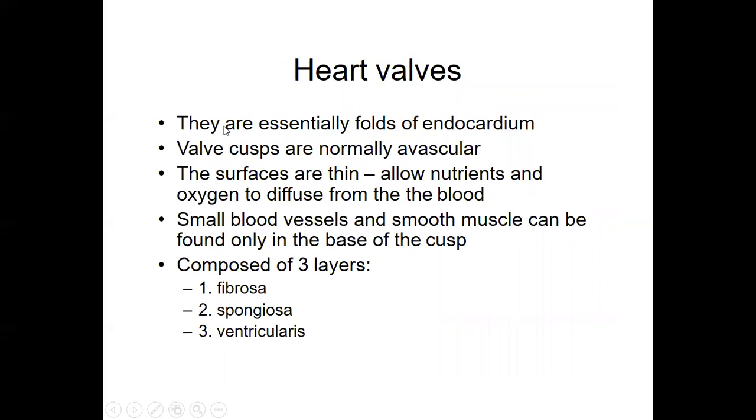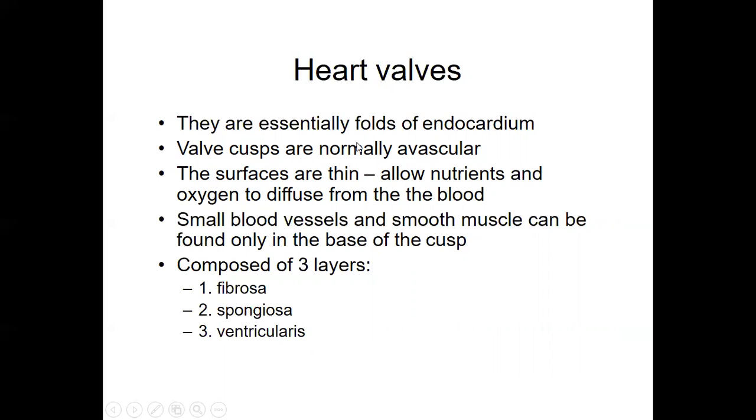Okay, the heart valve is essentially a fold of the endocardium. Whenever the endocardium folds, it forms the heart valve. The valve cusps are normally avascular. Okay, the valve cusps do not have any vessels, avascular.